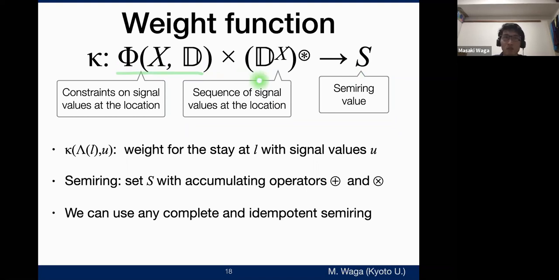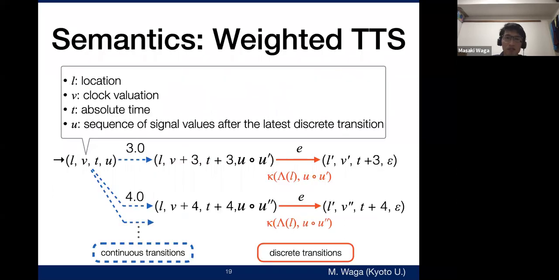And in the case that we observed this sequence of signal values at that location after the latest transitions in that automaton. Yeah. So this is the weight function. And so then let's see how the semantics is defined for this timely symbolic weighted automata and for the signals.